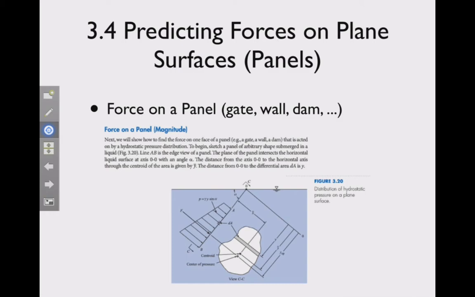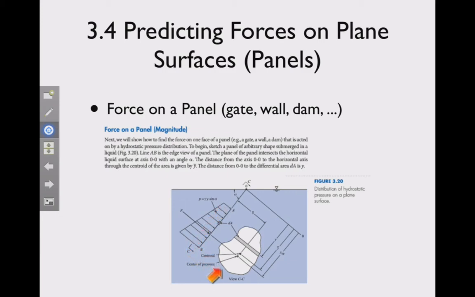And so what we have here is this picture. This picture takes a little bit of explaining. What we're going to look at initially is the panel on edge. So this is the edge of the panel, and these are the forces that are being enacted on this panel. Since it's in a hydrostatic situation, the pressure at the top is less than the pressure at the bottom.